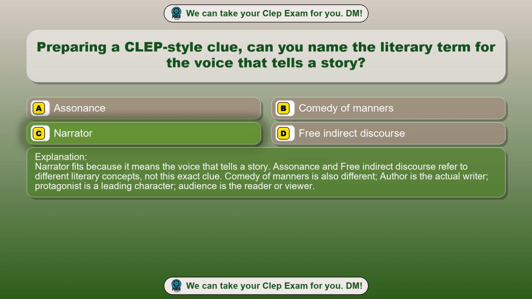Narrator fits because it means the voice that tells a story. Assonance and free indirect discourse refer to different literary concepts, not this exact clue. Comedy of manners is also different, author is the actual writer, protagonist is a leading character, audience is the reader or viewer.